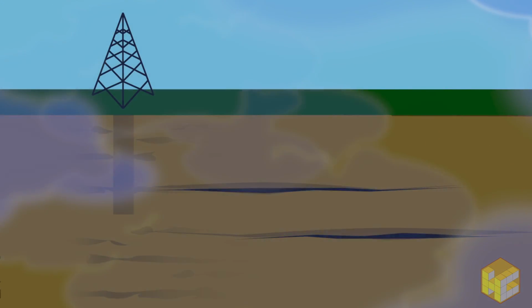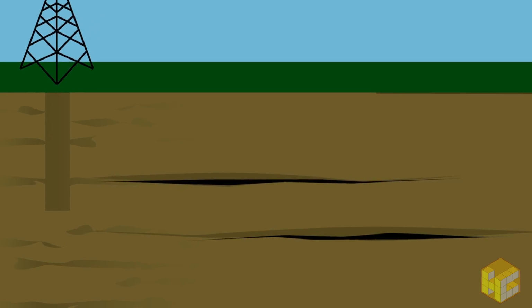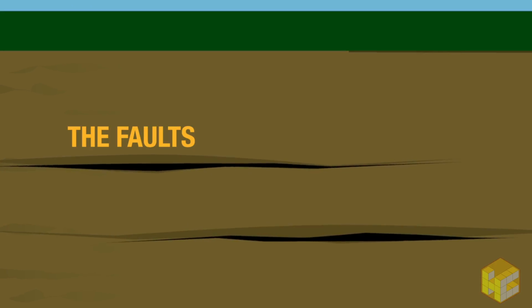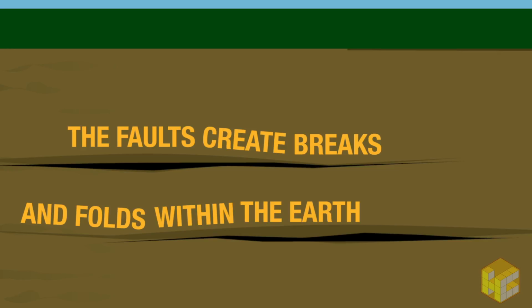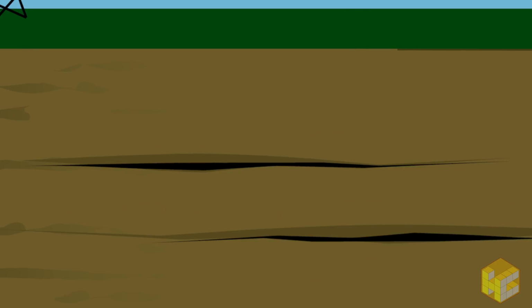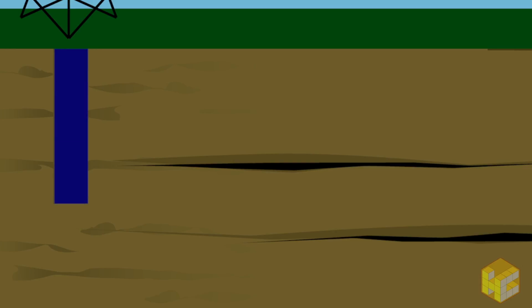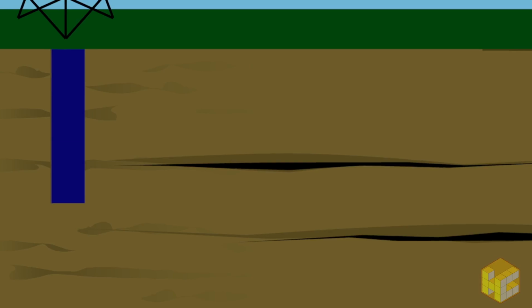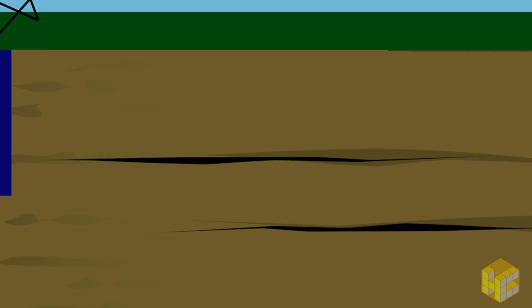The USGS only recently admitted that fracking causes earthquakes, and there is still a lot of documentation that says it creates a minimal risk. There is a definite connection between fault lines and oil. The faults create breaks and folds within the earth that trap oil and make it accessible. Areas such as Oklahoma have a lot of old and previously inactive fault lines. When the fracking liquids are injected at high pressures into the ground, it puts pressure on these fault lines and causes them to slip, creating earthquakes.